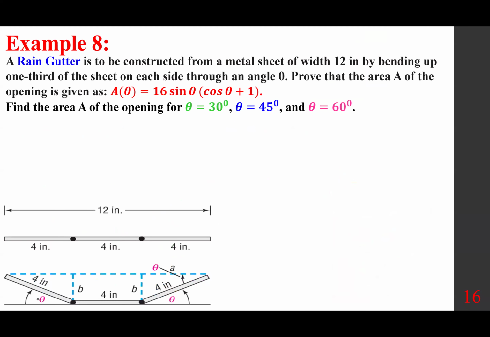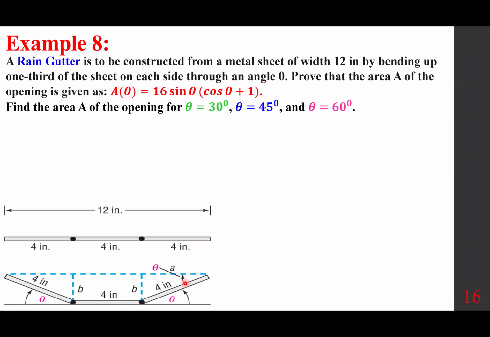Here's an application problem we can use. It says a rain gutter is to be constructed from a metal sheet of width 12 inches. So we have 12 inches. By bending up 1/3 of the sheet, 1/3 of 12 is 4. So we're going to bend it here, and we're going to bend it here to create this gutter, by bending up 1/3 of the sheet on each side through an angle of theta.